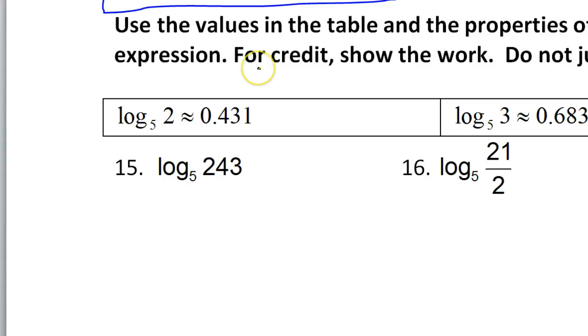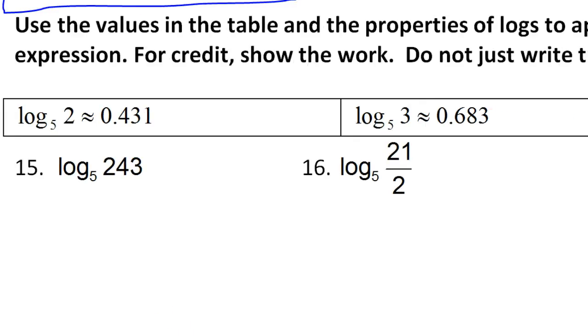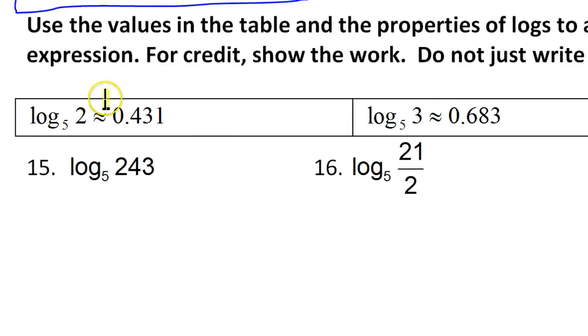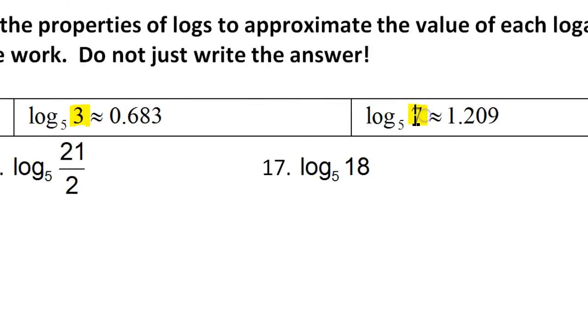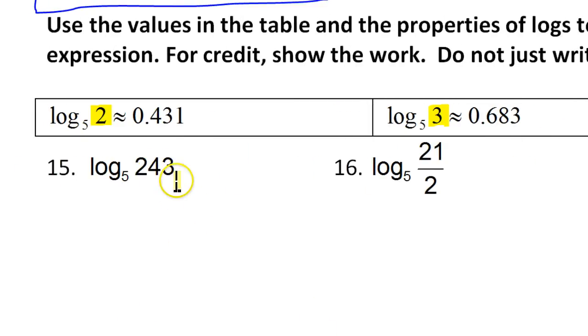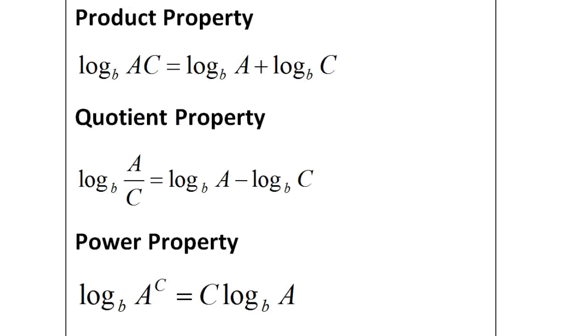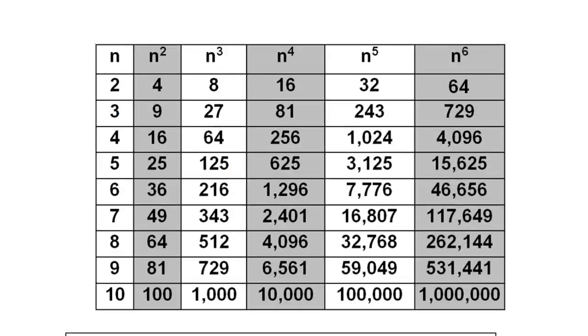Okay, number 15. These are those ones where we're given certain facts, and we need to rewrite the problem using these facts. So let's highlight. We want everything in terms of 2 and 3 and 7. So 2, 3, and 7 are great to use. So let's see, 243. That's a big number. Let's see if that's on our chart and if it involves a 2, 3, or 7. 243. Boom.